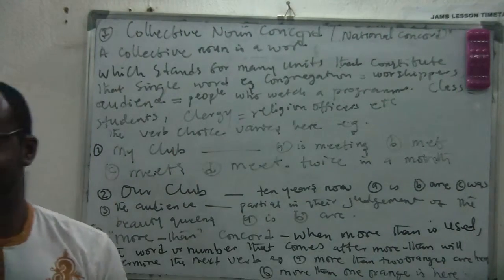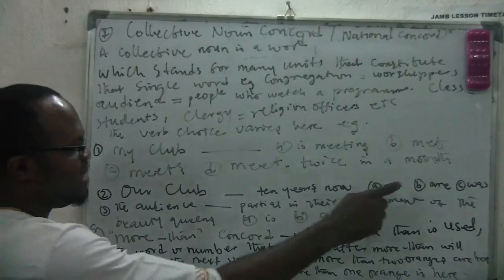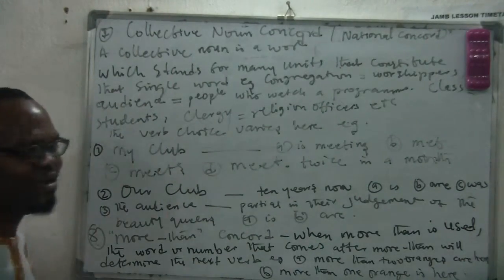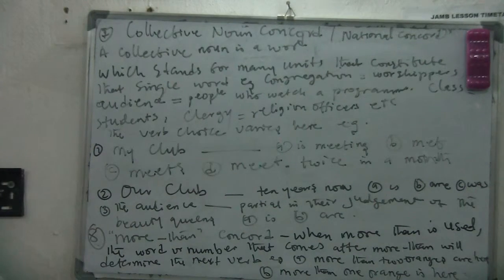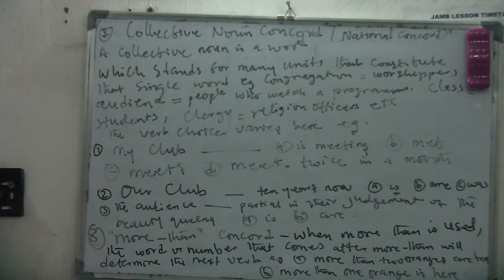Now, you say our club, that's 10 years now. Will you say our club is 10 years now? Our club are 10 years now? Our club was 10 years now? What will be the right word? The right word is is. Because there is no action being performed, is it not? So you have to use singular. I said when an action is performed, you use what? Plural, is it not? That's the last statement I just made now.